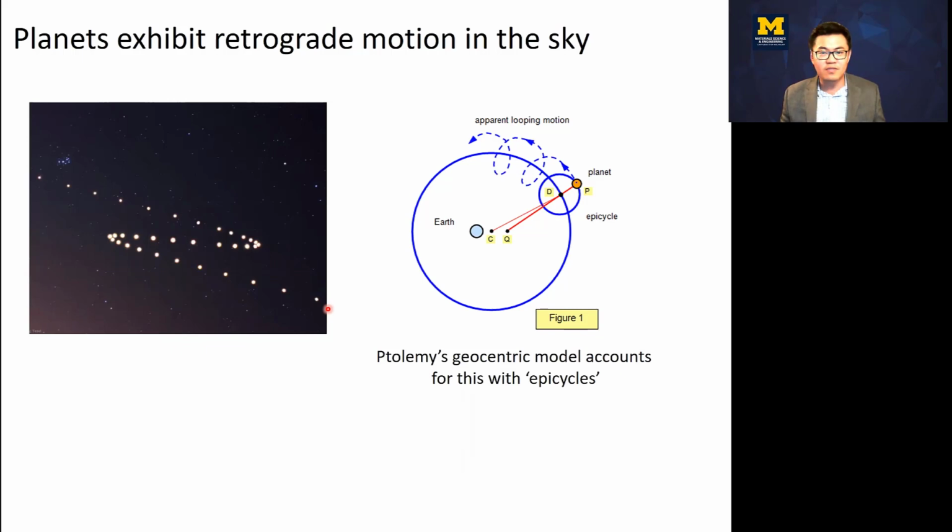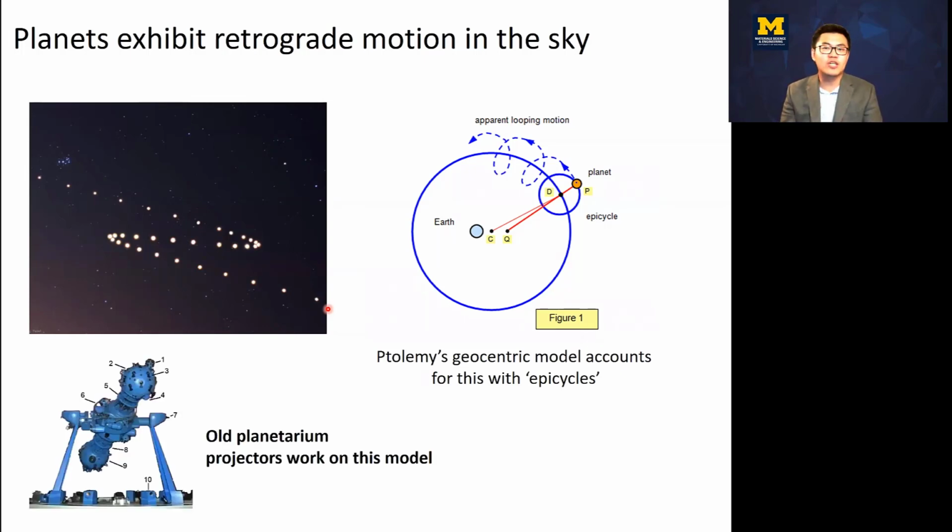Now, remember, Ptolemy is a fantastic mathematician, so he's not a dumb guy. The way that he gets around explaining retrograde motion is instead of having planets on shells, he has planets on shells upon shells. And those are the ones that are going around Earth. And using this epicycle model, you can actually predict the trajectory of planets pretty accurately to about 900 years out, which is very impressive. And in fact, old mechanical projectors in planetariums use this model, which kind of makes sense, right? Because it's a geocentric representation of the solar system.